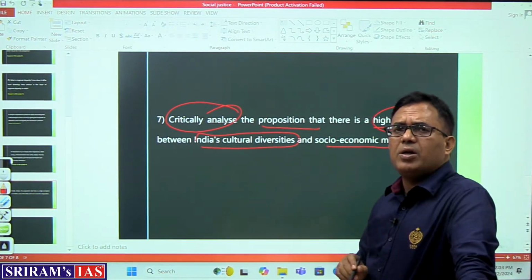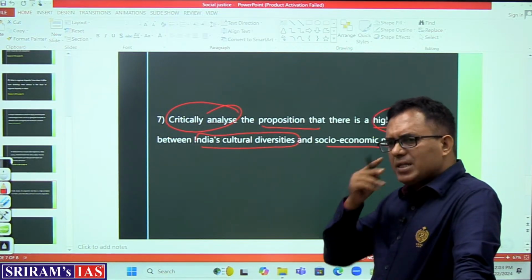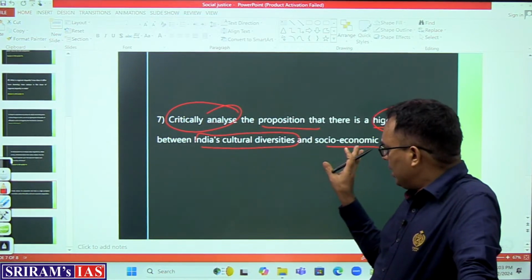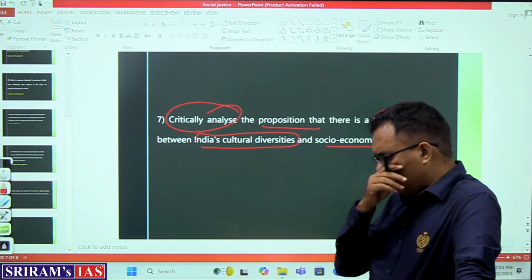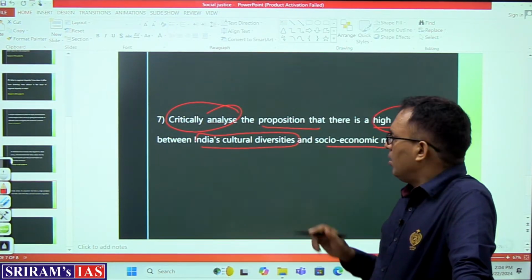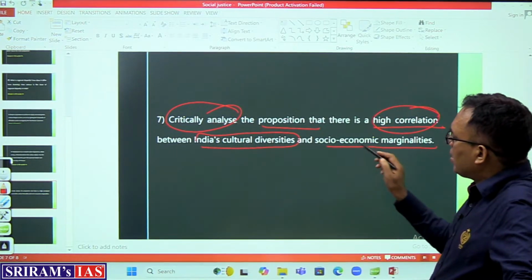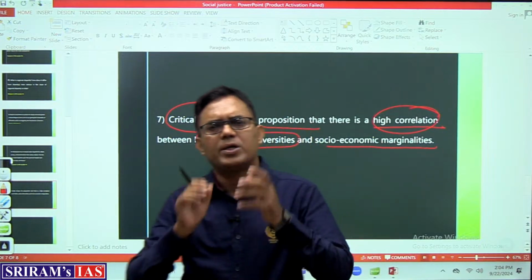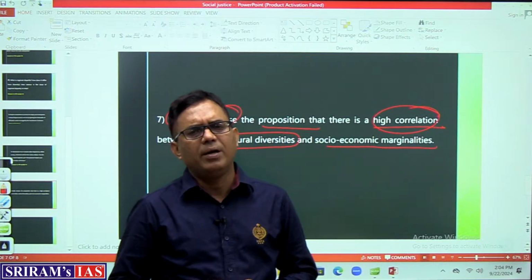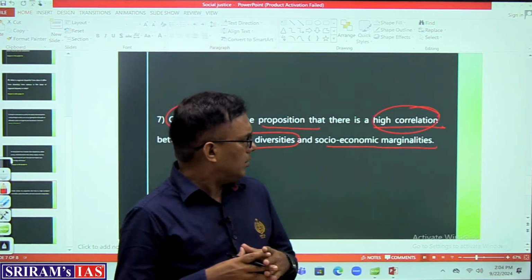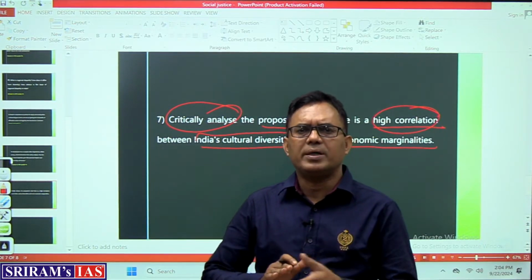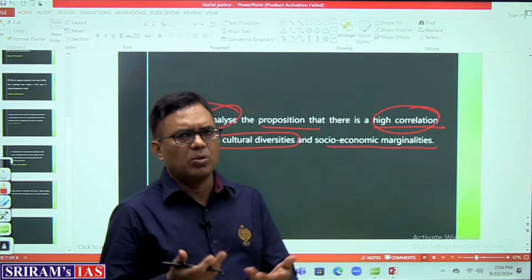Critically examine means you are not required to simply narrate something. It means that after a brief introduction and a brief mention of the subject matter, somehow we have to contradict this idea itself, right? When there is a high correlation, we have to mention that yes, there exists some correlation, but things are not always so. Many measures are being adopted just to bring the marginalized section of society into the mainstream of society. So we have to contradict a little, somehow we just have to go and contradict.